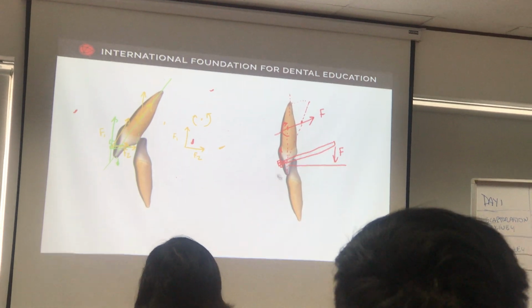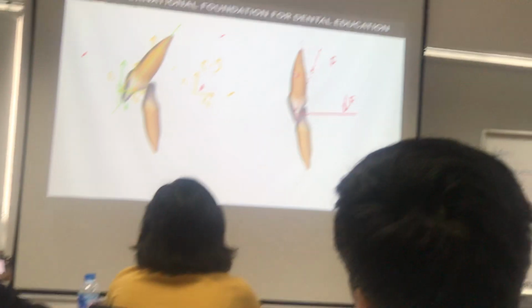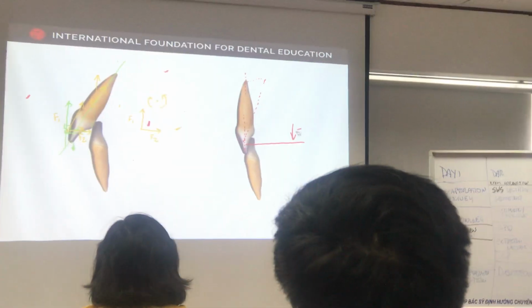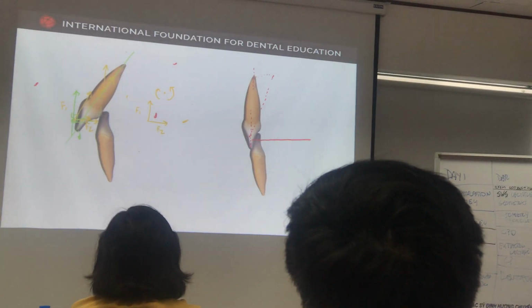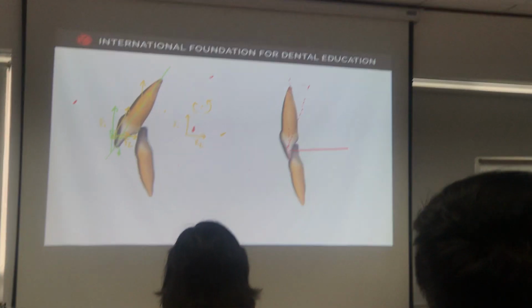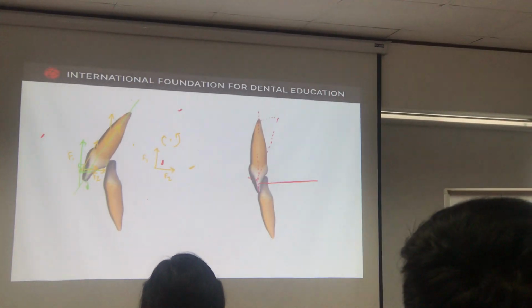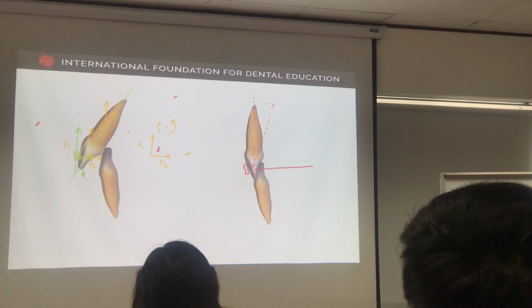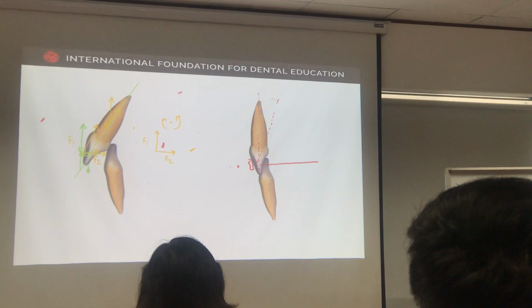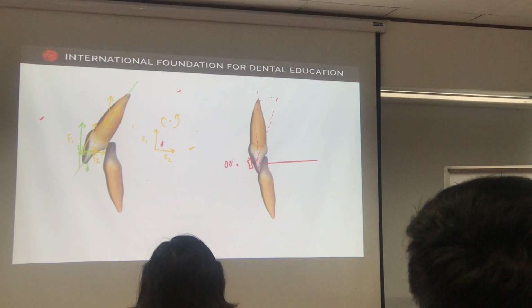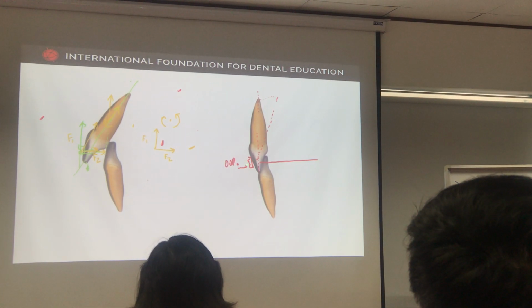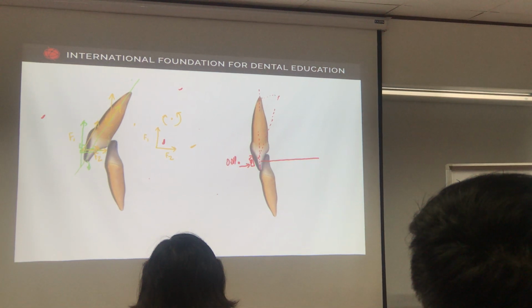Because the biggest error people do with these cases is this. Typical class 2 division 2. They have the 014 wire here. They push on it, insert it, and what do you get?